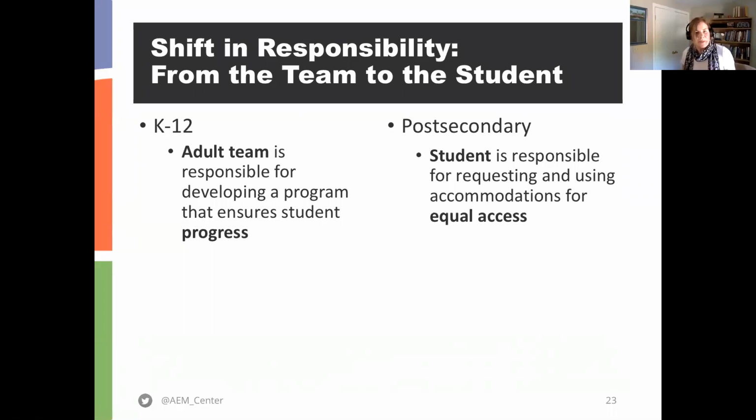There's also a shift in responsibility from the team to the student. In K-12, there's an adult team that's responsible for developing the program that ensures student progress and success. In post-secondary, of course, the shift is toward the student. The student is now responsible for requesting and using accommodations for equal access. So they're not requesting supports that will help them succeed. They are requesting supports that will allow them to have equal access to the same curriculum and the same benefits that all students have.